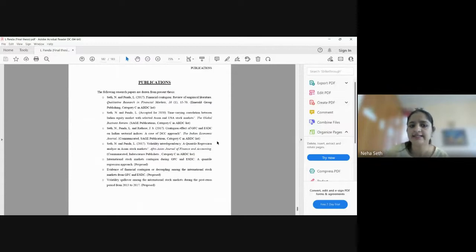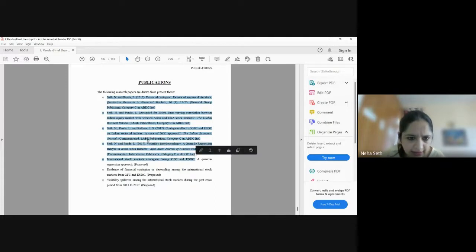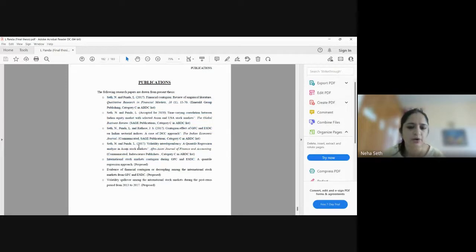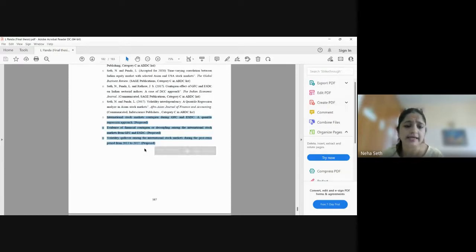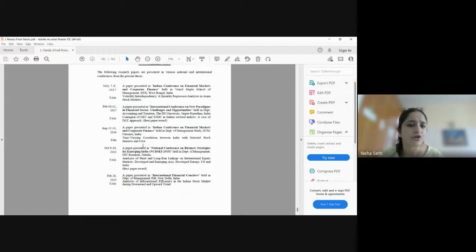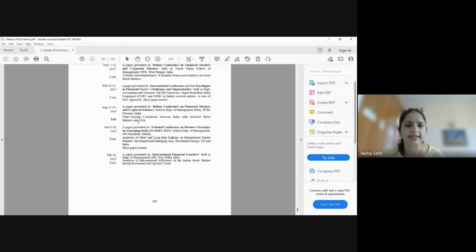These are the list of publications which came out of this thesis. These were the four papers which were published out of this thesis, and three papers were proposed to be published out of this thesis at that time in 2018. And this is the list of conferences that this student of mine has attended, and that is all. So this is the complete thesis that he worked on.